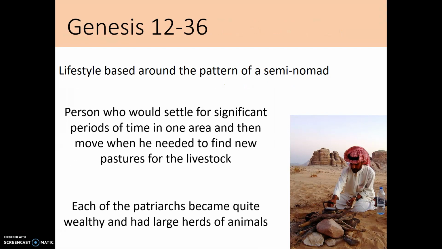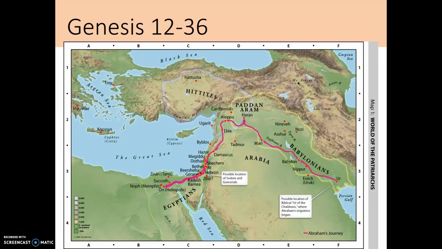During this time period, Abraham and his family were semi-nomads. Semi-nomads were people who would settle for pretty long periods of time in one area, but then would move on when they needed to find a new area that had grass for their livestock and things like that. So they would be nomadic, but they would stay in areas for a long period of time. Because of this, sticking around in one area, the patriarchs did become wealthy, and they had large herds of animals. So throughout Genesis, you get descriptions of how many animals and livestock each of the patriarchs had.